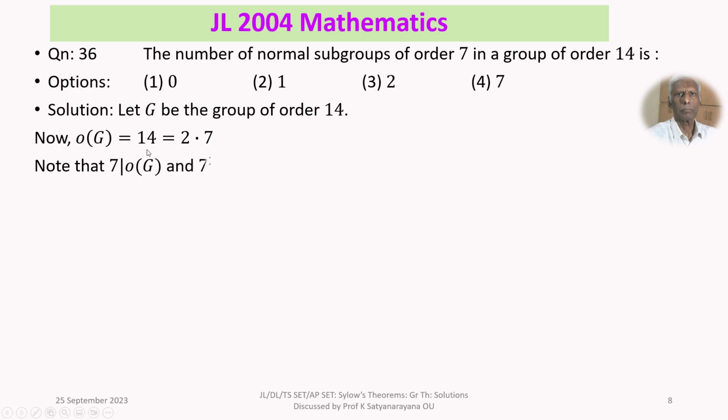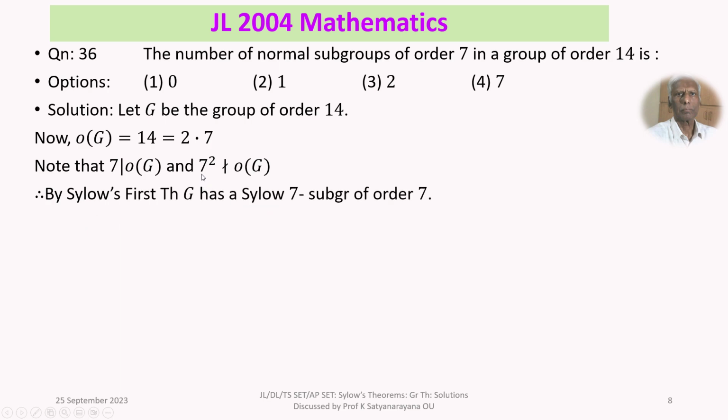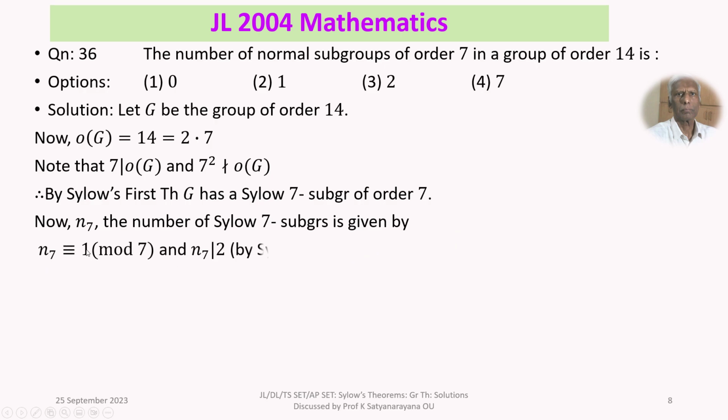Now 7 divides the order of G, and 7 squared does not divide the order of G. So by Sylow's first theorem, G has a Sylow 7-subgroup of order 7. How many? Let us say n7, the number of Sylow 7-subgroups, is such that n7 is congruent to 1 mod 7 and n7 divides 2, free from 7.